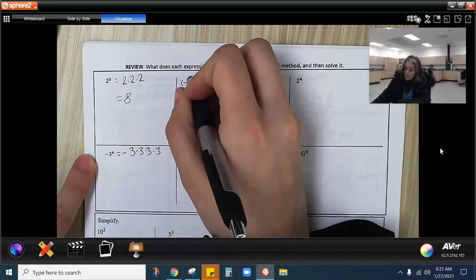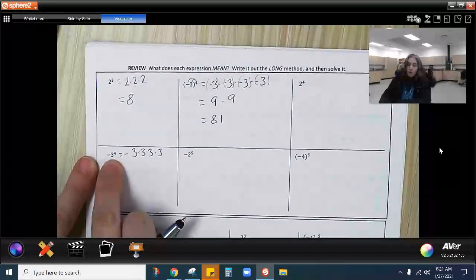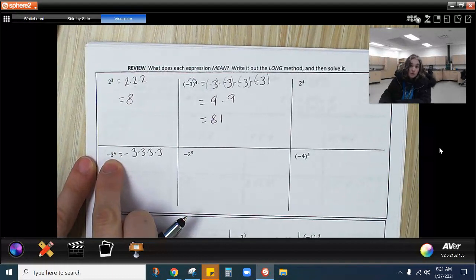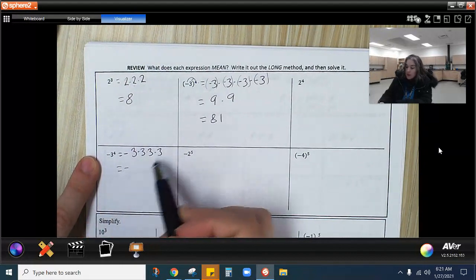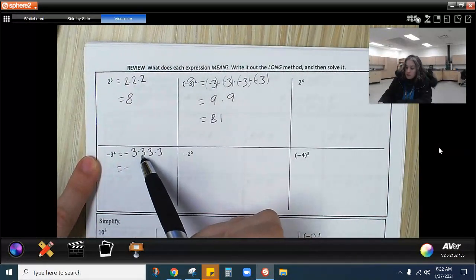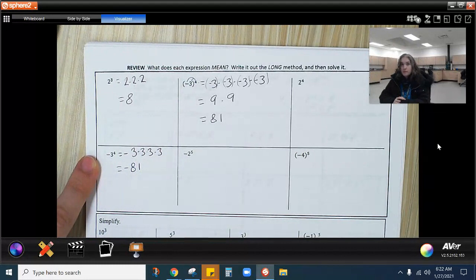This one is touching both, right? It touches everything inside the parentheses. This one, it only touches whatever number it's attached to, and it's only attached to the 3. So when I go to rewrite this one, I'm going to leave my negative sign out front, and then we know that 3 times 3 is 9, and 3 times 3 is 9, so this is going to be 9 times 9, which gets us 81. So that's a really important distinction to make, all right?